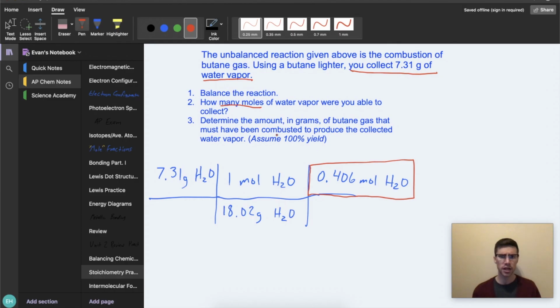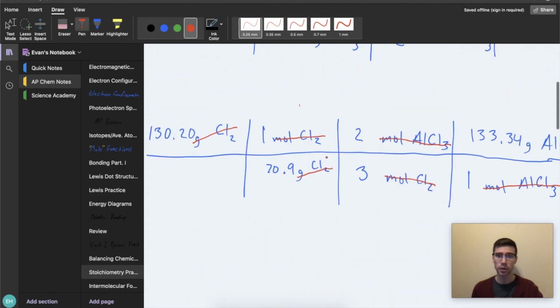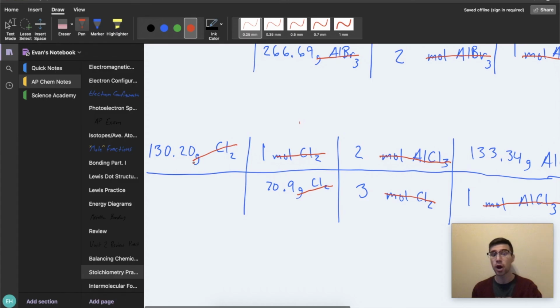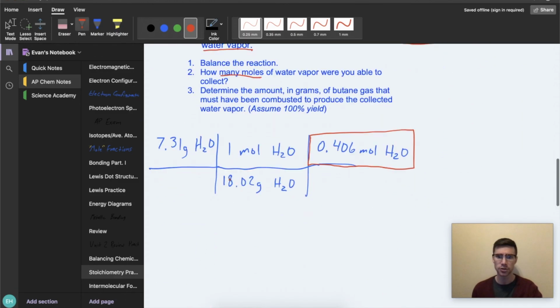Great. The next question says, determine the amount in grams of butane gas that must have been combusted to produce the collected water vapor. Assume 100% yield. Okay, this is important because if this was not 100% yield, then it would be really hard to calculate how much butane this actually came from. Okay, so what we're actually going to be doing here is we're going to go backwards from what we did in problem 1, and we're going to start with moles of product and work backwards to see how much reactant we must have used, instead of what we did earlier, which was how much product can I get from this amount of reactant. Okay, so let's take a look at how we do that.